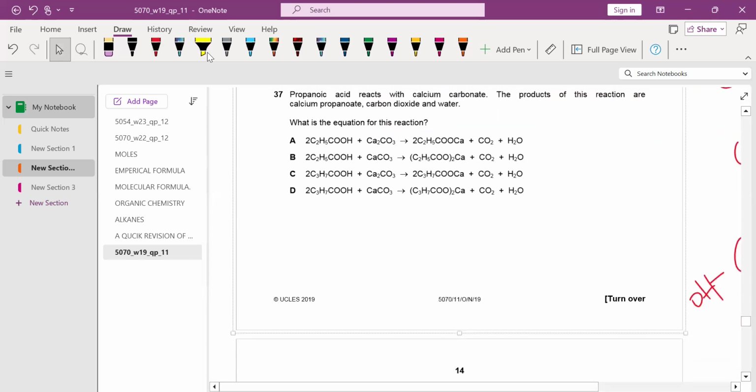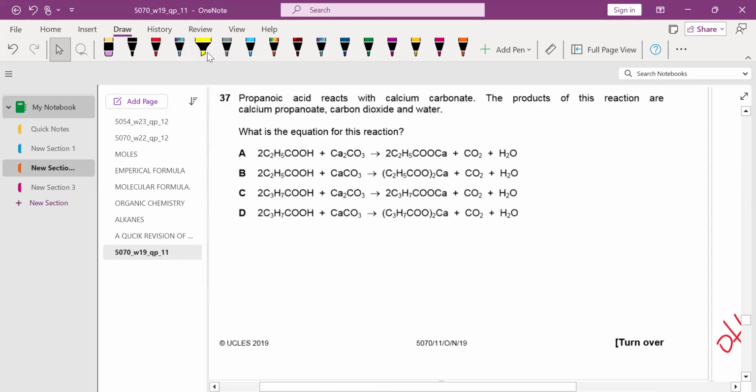Question number 37. Propanoic acid reacts with calcium carbonate. The products of this reaction are calcium propanoate, carbon dioxide and water. What is the equation for this reaction? You need to find the correct equation. 4 equations are given. This is okay, while this isn't okay. Because calcium belongs to group 2, it has a charge of +2. However, the carbonate ion also has a charge of -2. So this 2 isn't required here.